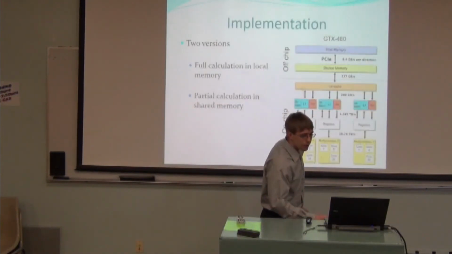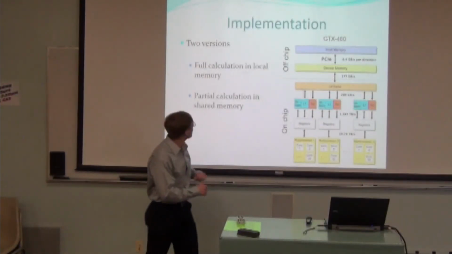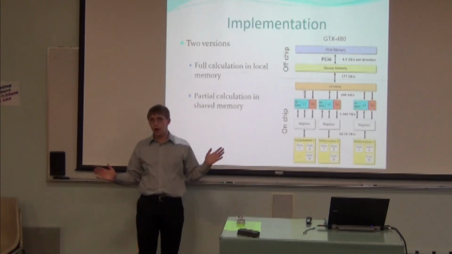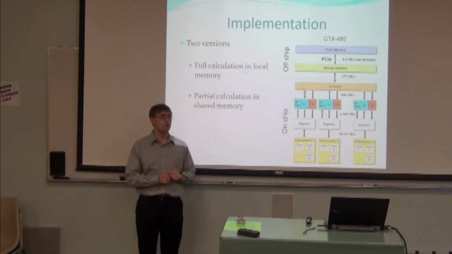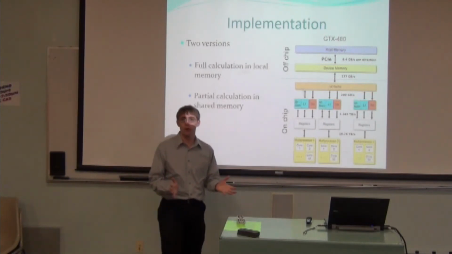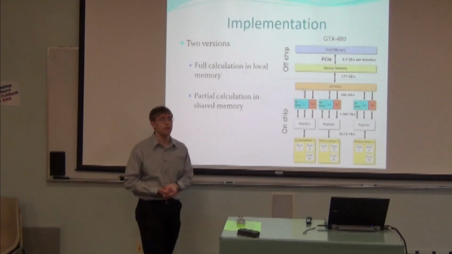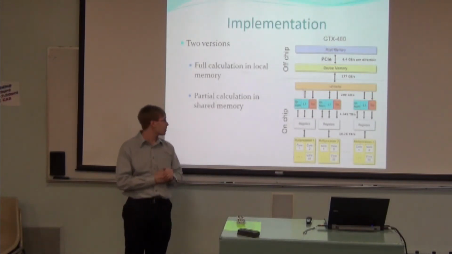So for the two different implementations, one method will have each individual thread do the entire complex multiplication for their numbers, which is all in local memory. So they're only accessing memory that only they can access, which is much more efficient than if they had to reach up to a higher level memory.